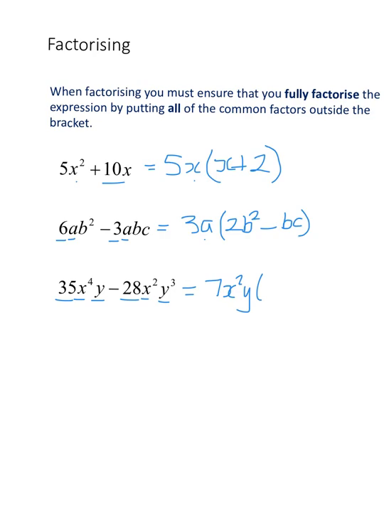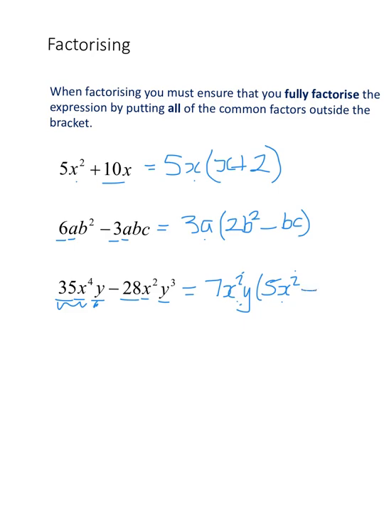Right, so looking at my first term here, I need 35. So 7 times 5 will give me the 35. I need x to the power 4, I've got x squared. So I need another x squared to give me x to the power 4 altogether. And here I need a y, and it's already outside the brackets, I'm okay.